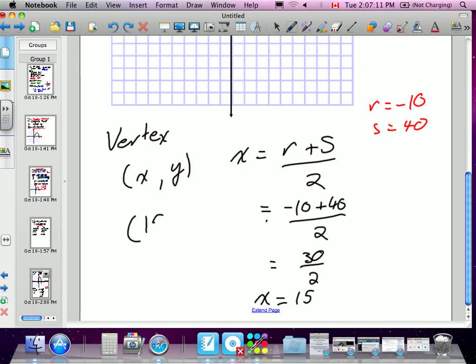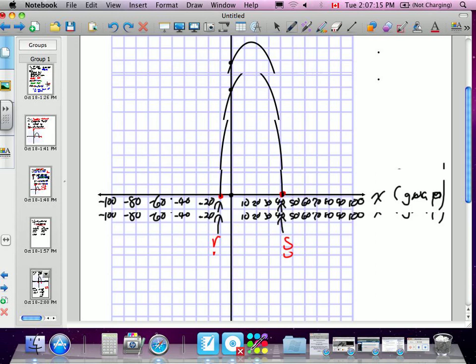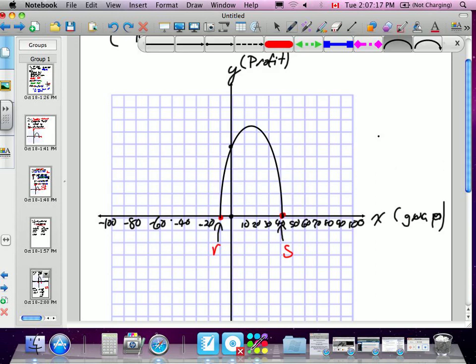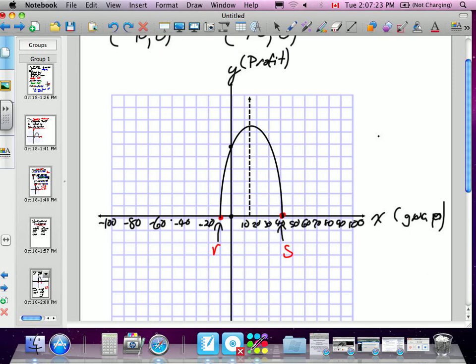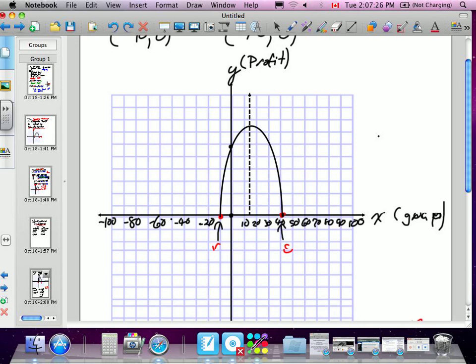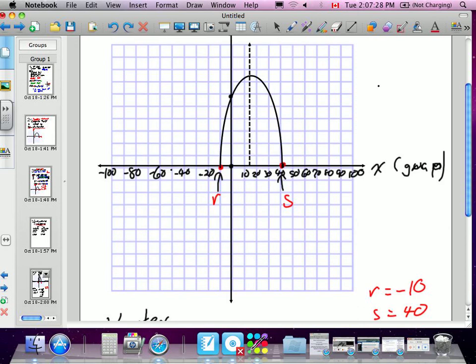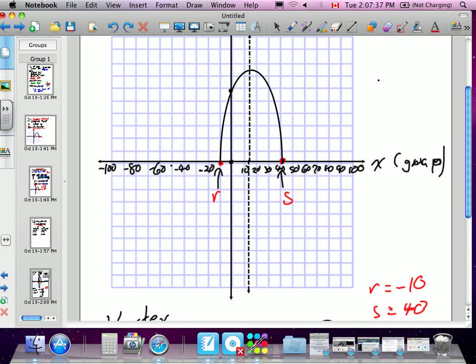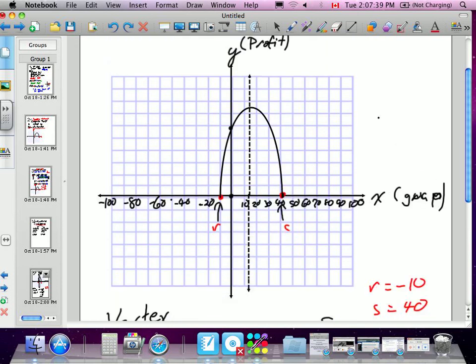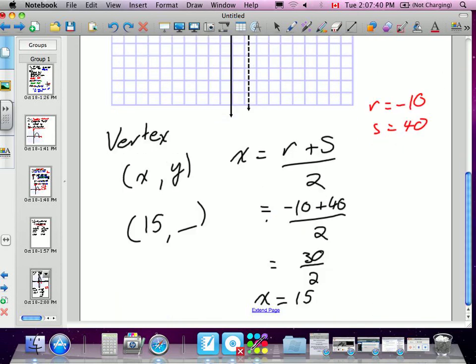So we know the vertex, and there's another part of the parabola. Anyone know what it's called? Axis of symmetry. That wasn't perfect, but it is at 15. So we know the axis of symmetry is at 15 on this graph. We also know that's the x value of the vertex. We just have to find the y value. The y value will be higher.